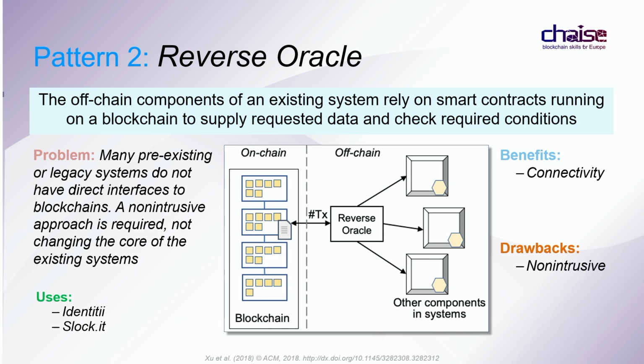Well-known smart contract functions can be configured in the component to access blockchain functionality, or the identity of transactions on the blockchain can be made visible to the system for integration. Benefits: connectivity. The blockchain is integrated into an existing system either by configuring well-known smart contract functions to be invoked, or by making blockchain transactions visible to the system for integration. Drawback: non-intrusive. It is not always possible to use a blockchain in a non-intrusive way, depending on the extensibility of the existing system.